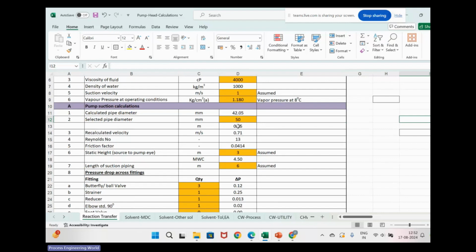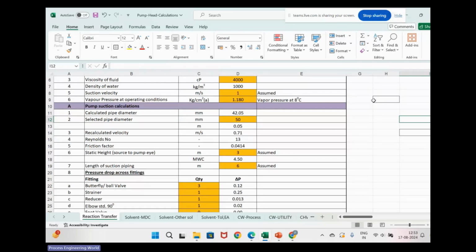Okay, anybody else, any other answer, or the same answer? To the lower liquid level. Lower liquid level, or the bottom of the vessel? He told the bottom of the vessel to the pump center. What he told is correct.